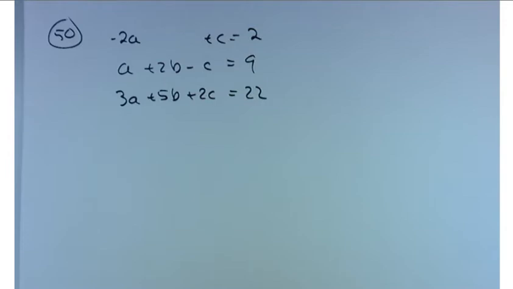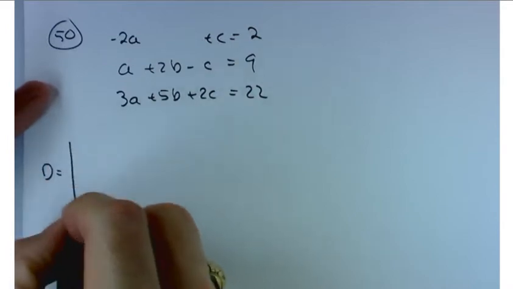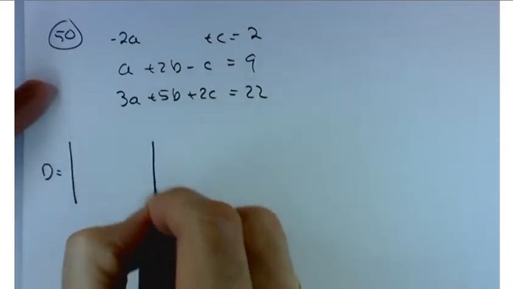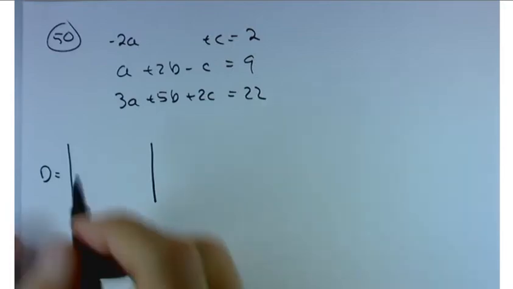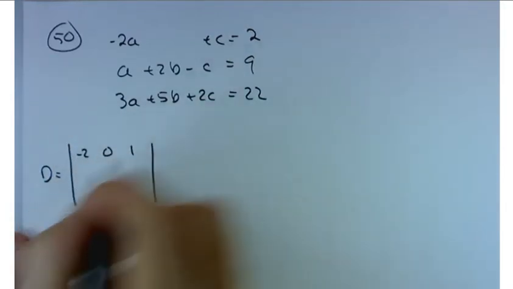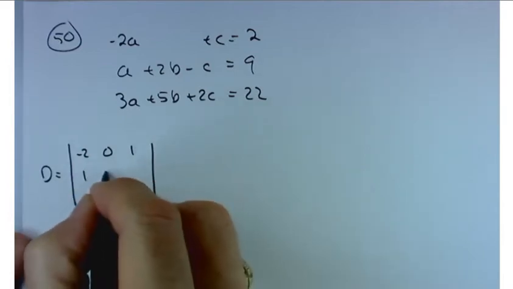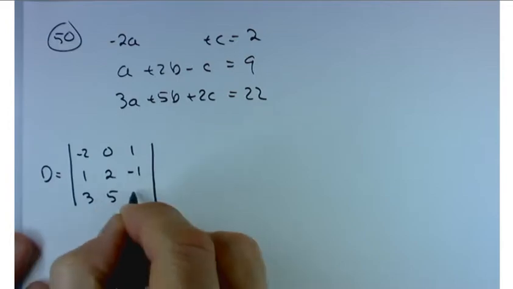Let's go through the setup for Cramer's rule. So the first thing we're going to need is D. D is going to be the determinant of your matrix of coefficients. Patrick, what should I put in for D here? -2, 0, 1. 1, 2, -1. Good. 3, 5, and 2. Perfect. Thank you, sir.